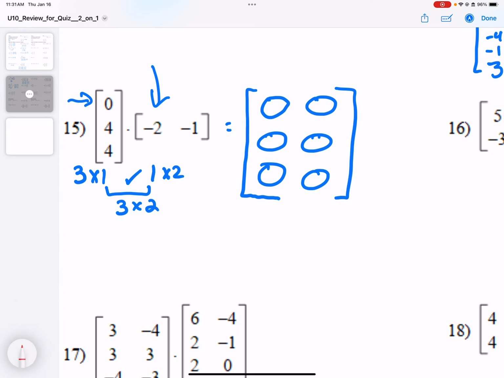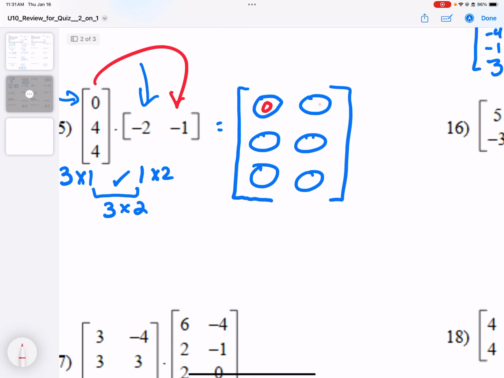We got 0 times negative 2, that's 0, so that one's going to be a 0. Now we go this way. So 0 times negative 1 is 0. So now we go to the second row, so I got to go 4. So we're going to go 4 times negative 2, that's negative 8. And 4 times negative 1, so we're in the second row, second column, and that's negative 4.